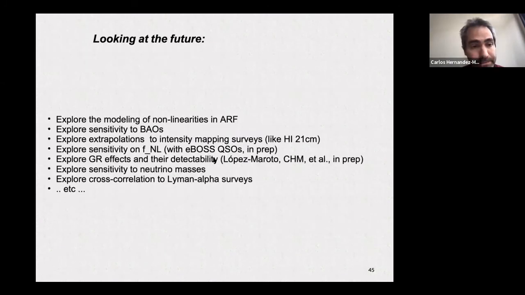There's a bunch of other projects, right? So right now we're looking at the eBOSS quasars and trying to measure fNL and other cosmological parameters from the angular redshift fluctuations. We're looking at the GR effects as well. We have some preliminary results on this. We're working on the extrapolation to H21, as I just mentioned. If I had a student, I'm curious about what is the sensitivity of angular redshift fluctuations on BAO scale. We're trying to model the nonlinearities, also the neutrino masses, and cross-correlations with supernova surveys and so on.